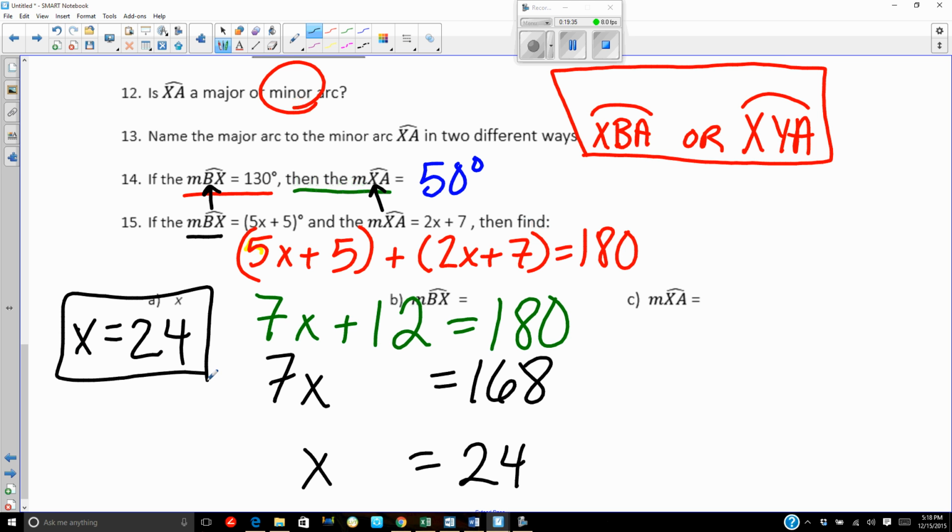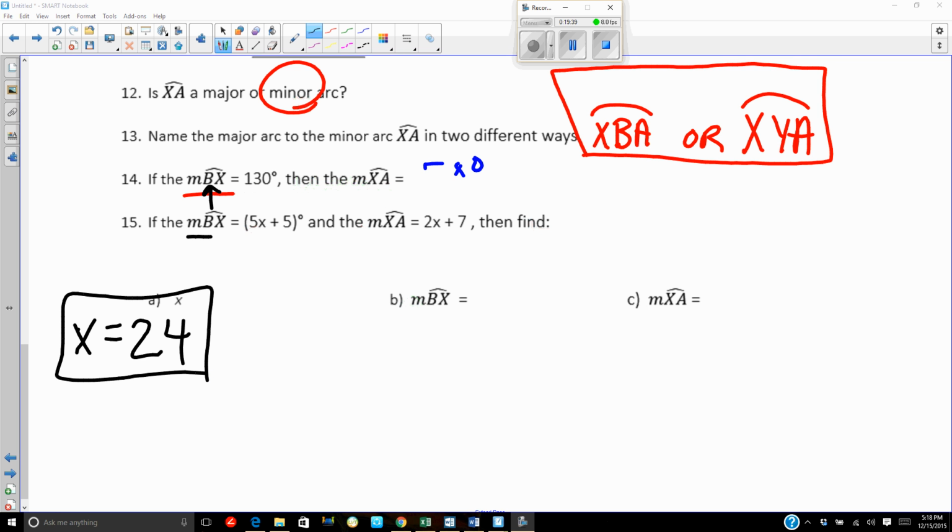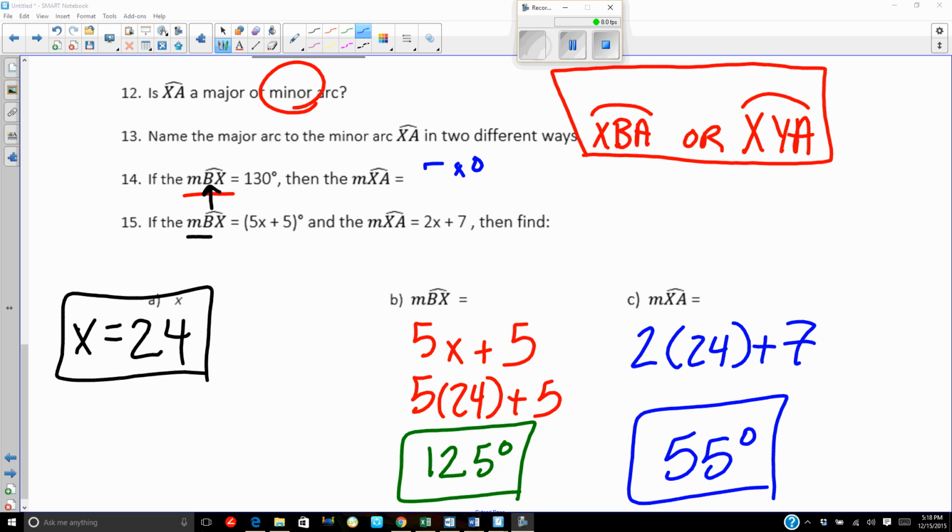Going to erase, so if you haven't got it all, make sure you pause. So now that we know X equals 24, to find the measure of arc BX, we're just going to substitute 24 for X. And we're going to do the same thing for part C. So there's our complete answer to number 15.